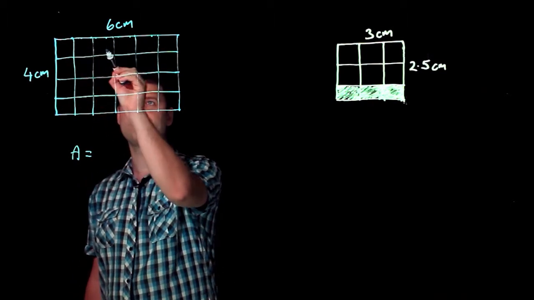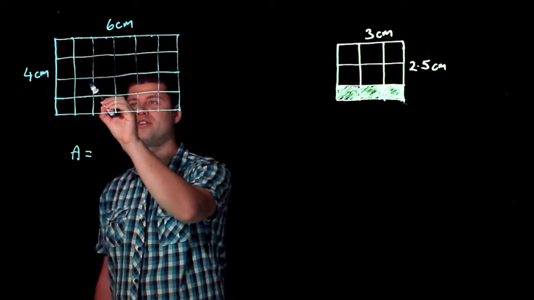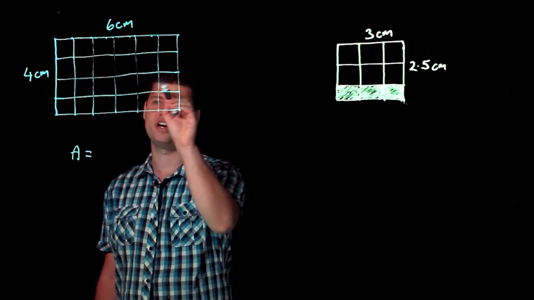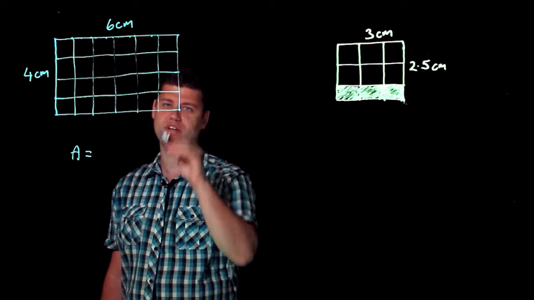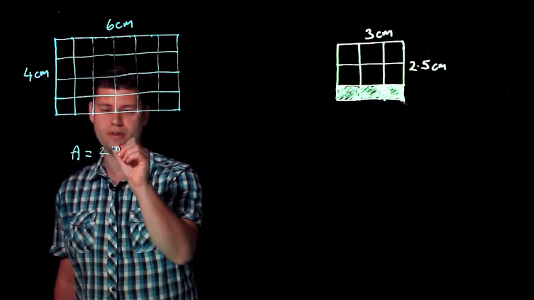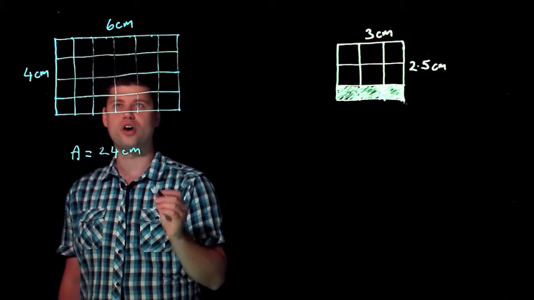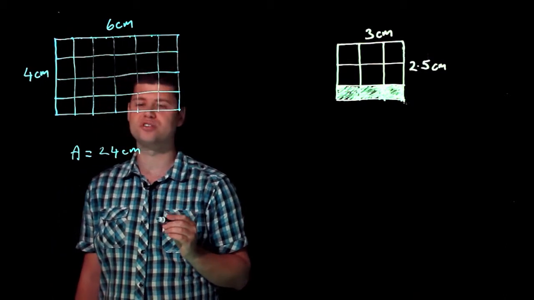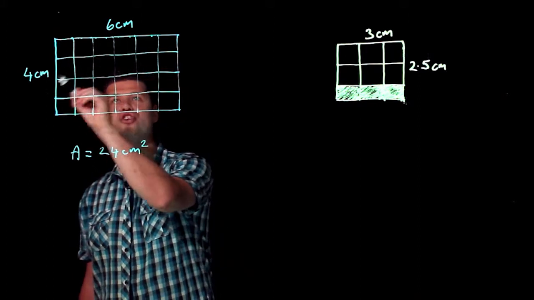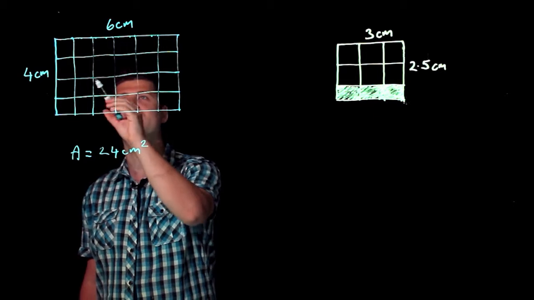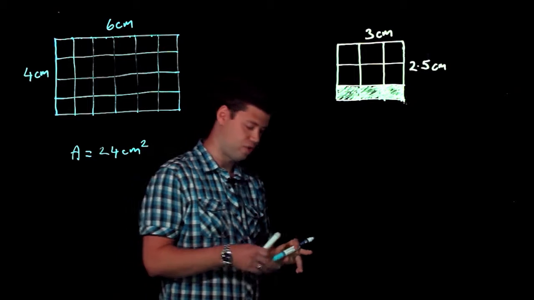Well, it's going to be 1, 2, 3, 4, 5, 6, 7, 8, 9, 10, 11, 12, 13, 14, 15, 16, 17, 18, 19, 20, 21, 22, 23, 24. Okay, so that's going to mean that the area of this rectangle is going to be 24 centimetres squared, not just centimetres, because we're dealing with two different dimensions here, the length and the width. So 24 centimetres squared is that rectangle.